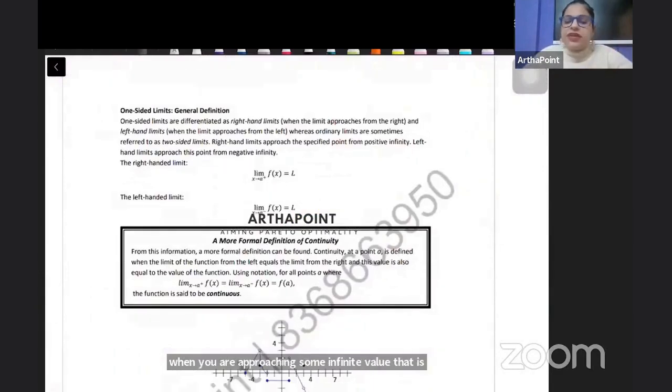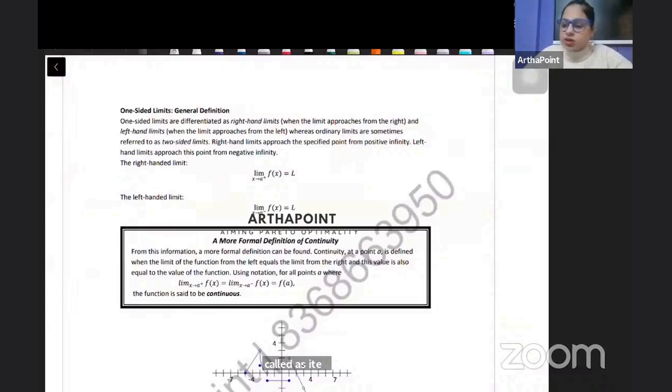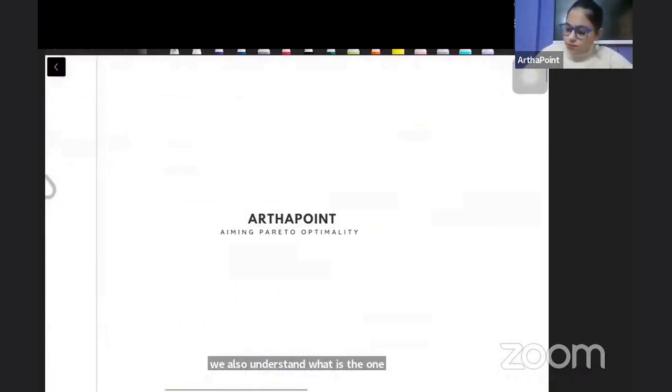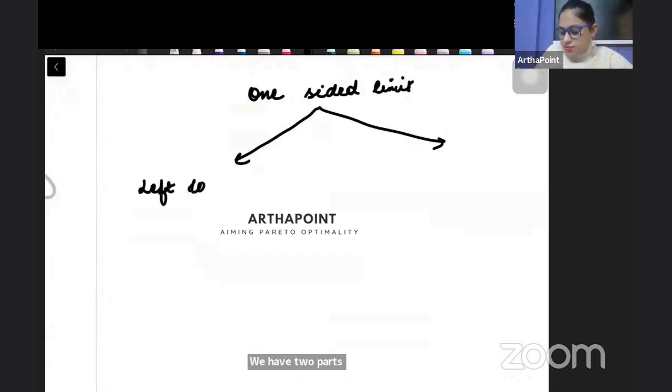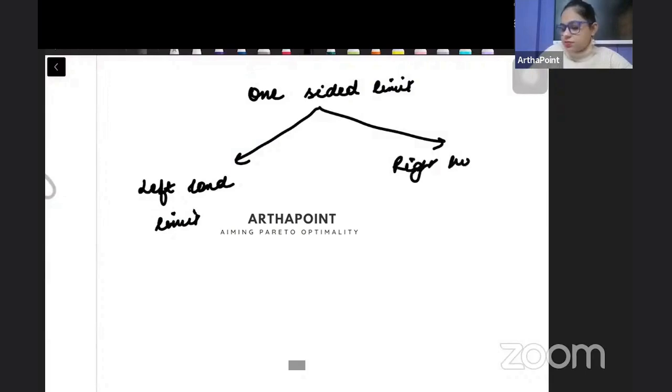We need to also understand what is the one-sided limit. So, one-sided limit, we have two parts in it, beta. एक को बोल देते हैं हम left hand limit, and the other is known as right hand limit.